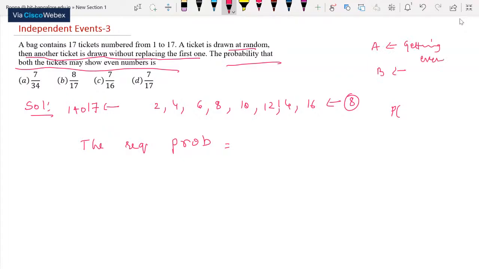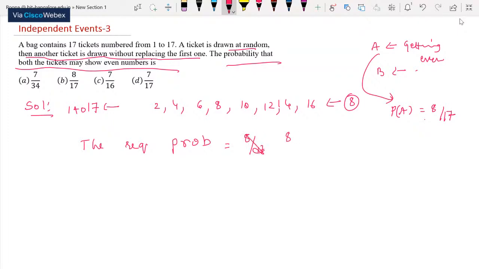The probability of A is nothing but 8 by 17, because the total number of tickets, the exhaustive cases, is 17. Out of 17, the number of even numbers is 8. Therefore, the probability of getting an even number is 8 by 17. This is for the first draw. While selecting the first ticket, that ticket is even. What's the probability? 8 by 17.